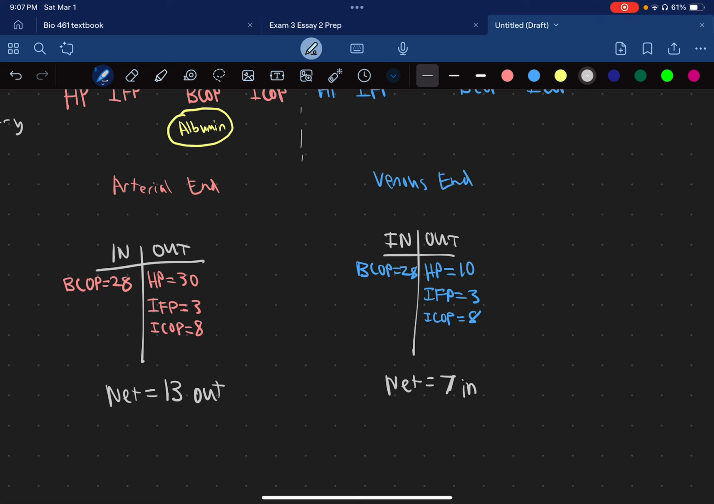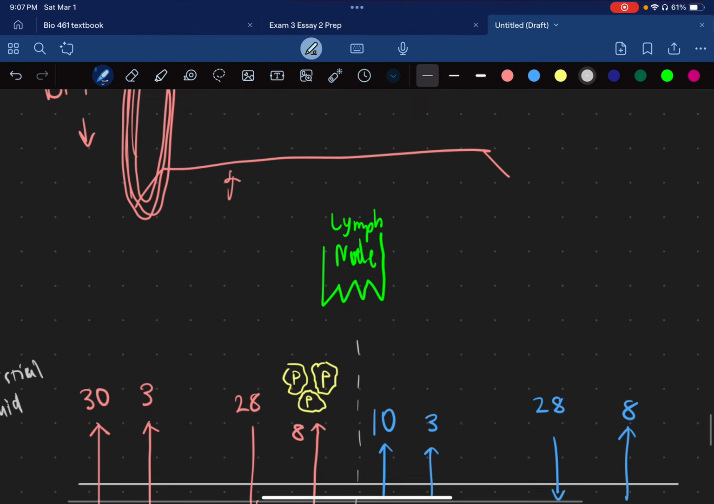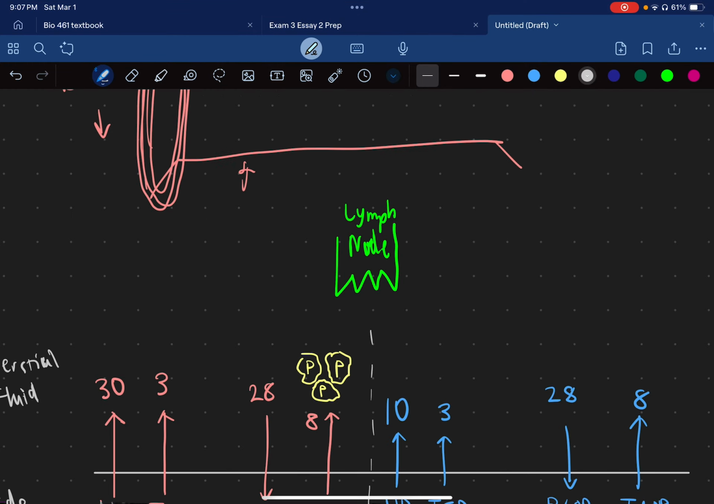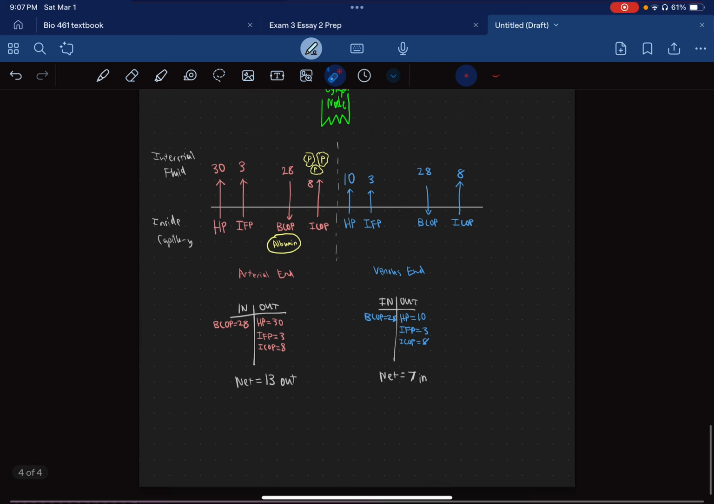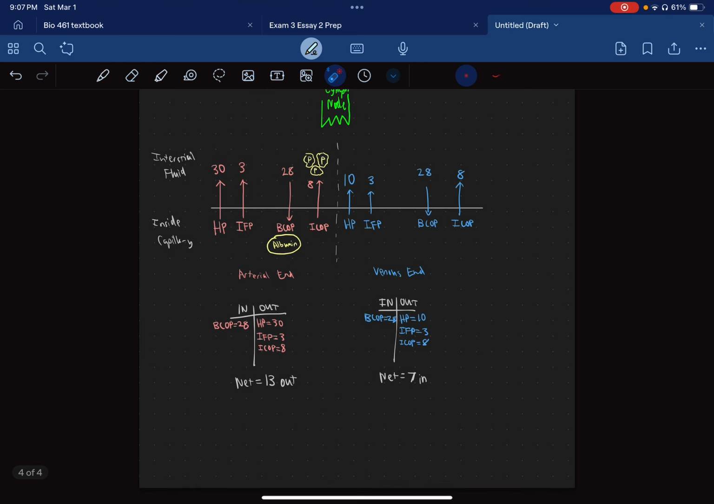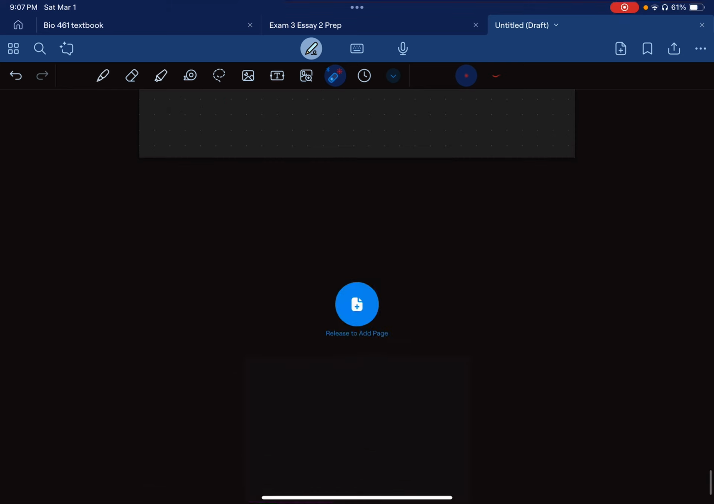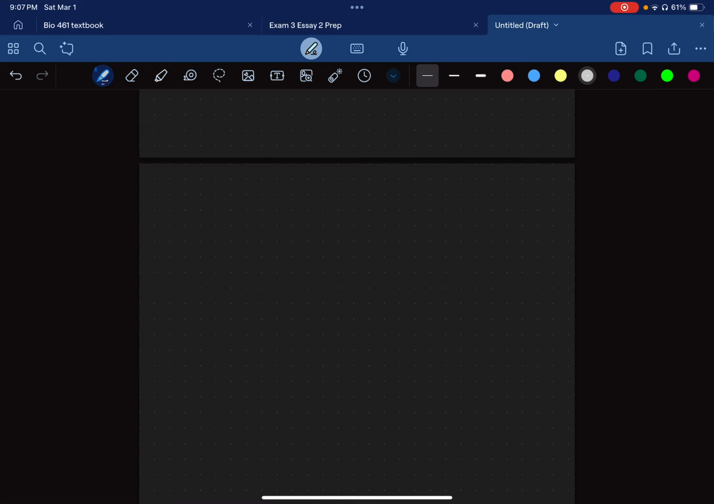So fluid is going to leave the cell, but most of it's going to come back in. The rest that doesn't come back in is going to be picked up by these lymph nodes and recycled through the body. When there's too much buildup of fluid in the interstitial fluid, we have a condition that is called edema.